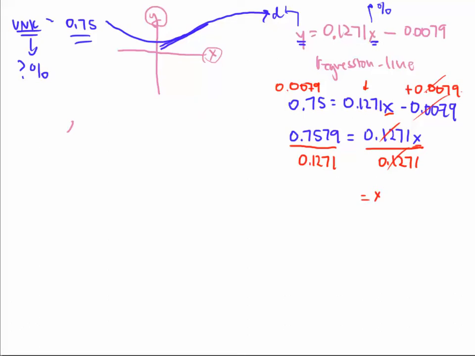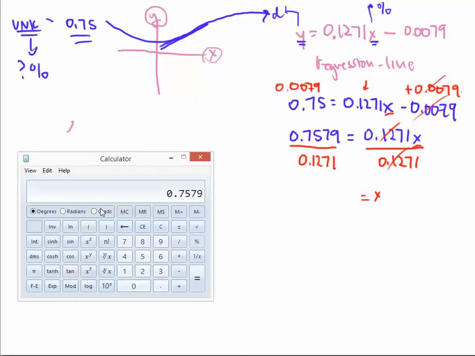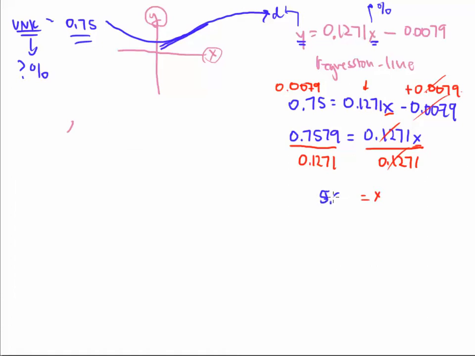I can then bring up my calculator again, and I can take 0.7579 and divide it by 0.1271, and I can hit enter. And this number represents the x number of the graph. It tells me 5.96. So 5.96.